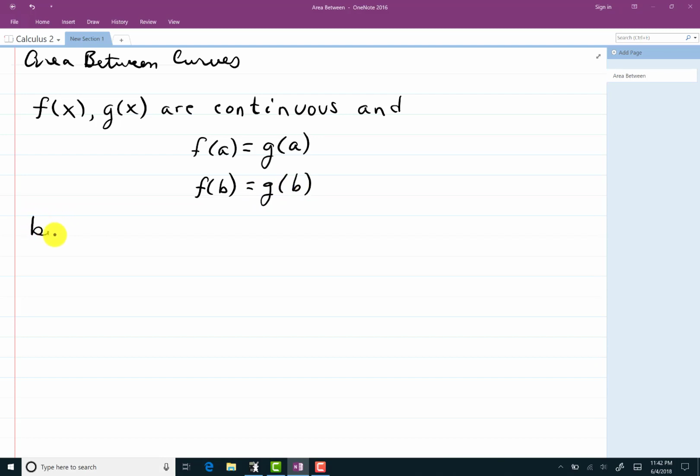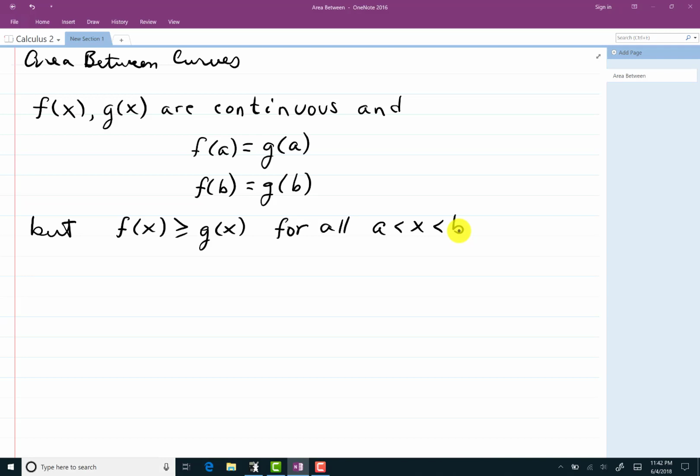but f of x is greater than or equal to g of x for all x that are between a and b. So it wouldn't matter if I put less than or equal to for that. It really doesn't matter at all. Everything's continuous, so don't worry about jumps or anything like that occurring.